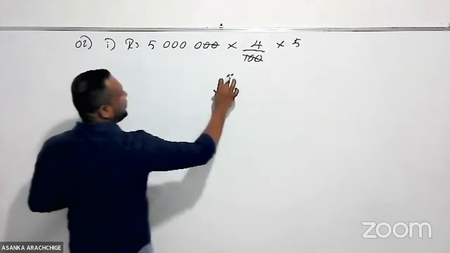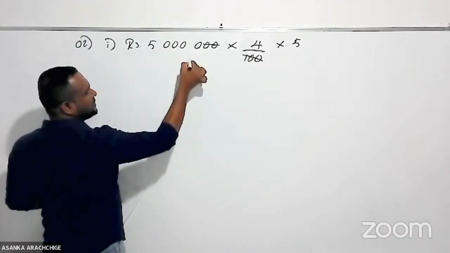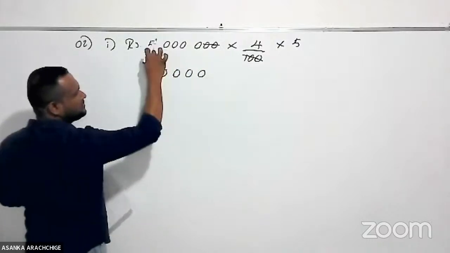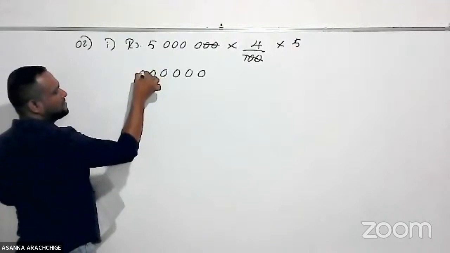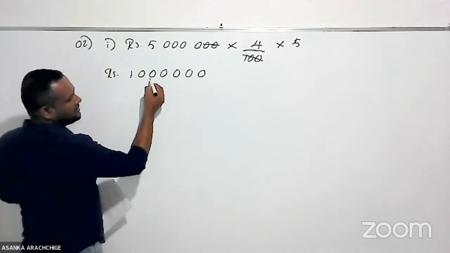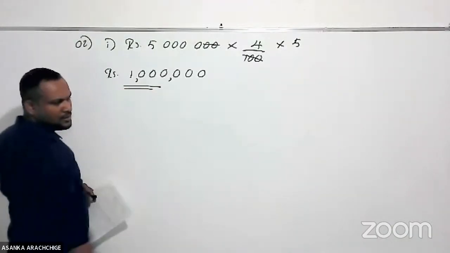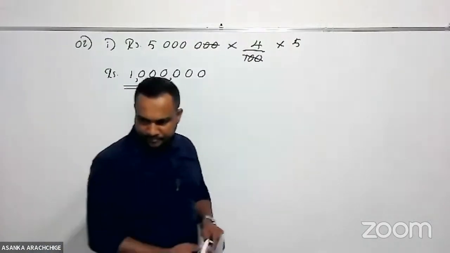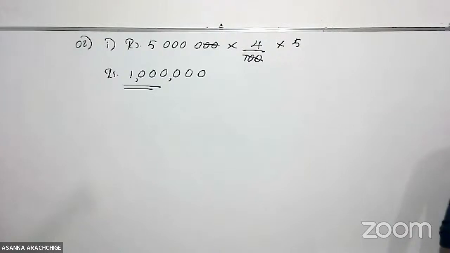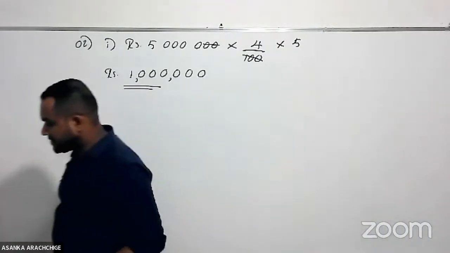5 times 20, that is 100. Is that clear? Therefore, the total interest for 5 years is 1 million rupees. Correct? 1 million rupees.